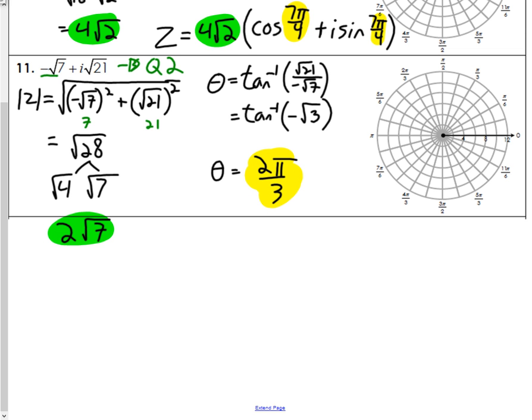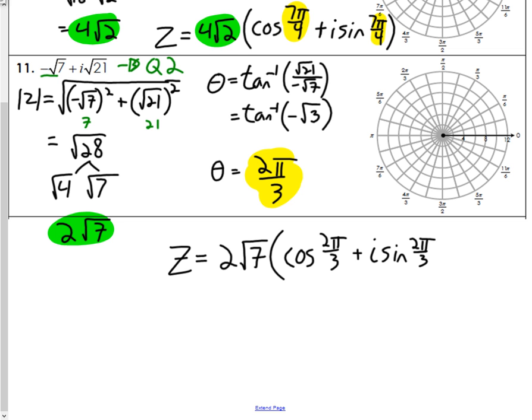So putting this all together into polar form. In polar form, then, our complex number z is going to have the modulus 2 root 7. And then in parentheses, we will have cosine of 2 pi over 3 plus i sine of 2 pi over 3. Again, that 2 root 7, that's coming from our modulus. And the 2 pi over 3 is our argument, theta.